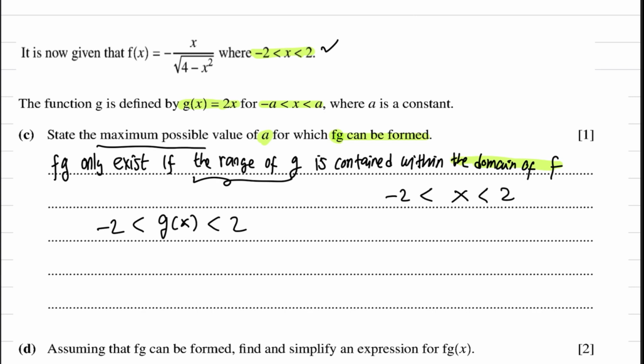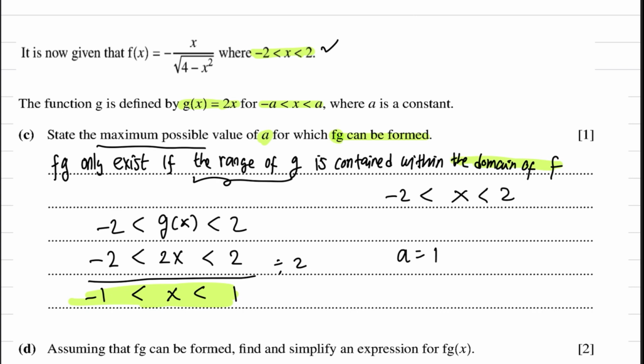And we know that g(x) is 2x, sorry. So you will get -2 less than 2x less than 2. And then we just divide both sides by 2, and you will get x in between -1 and 1. Now it's similar. This is our domain of g. x is in between -a and a. x is in between -1 and 1. So we know that a equals 1. So a equals 1 from here.